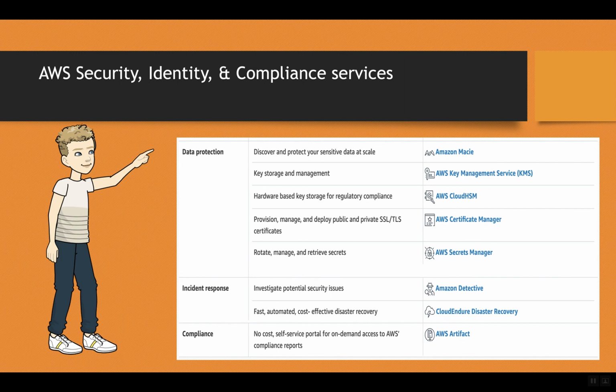if you want to go for data protection, you can use Amazon Macie, AWS Key Management Service, KMS, AWS CloudHSM, AWS Certificate Manager, and AWS Secrets Manager. Amazon Macie discovers and protects your sensitive data at scale. AWS Key Management Service is key storage and management. AWS CloudHSM is hardware-based key storage for regulatory compliance. AWS Certificate Manager provisions, manages, and deploys public and private SSL and TLS certificates. AWS Secrets Manager rotates, manages, and retrieves secrets.